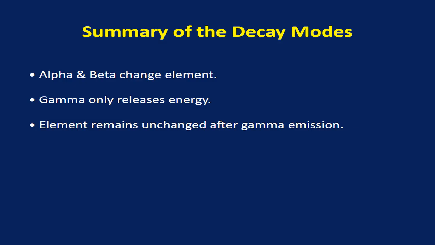Summary of the decay modes. For your exam, remember this comparison. Alpha and beta emissions form new elements because they change the number of protons in the nucleus. However, gamma emission is just a release of energy. The element stays exactly the same. Think of it like an atom trying to release stress.